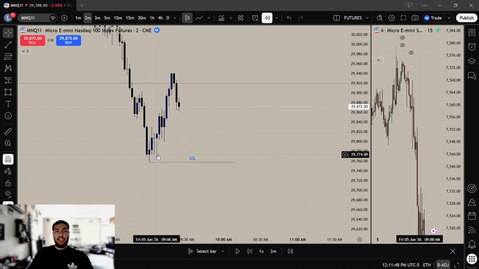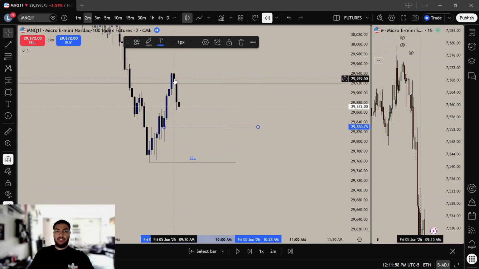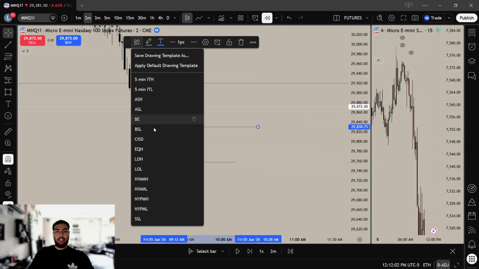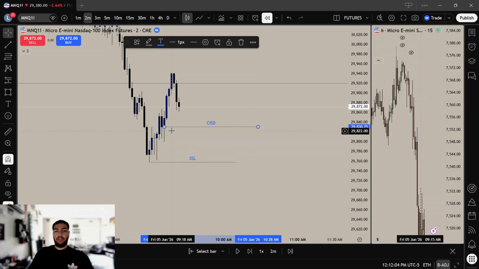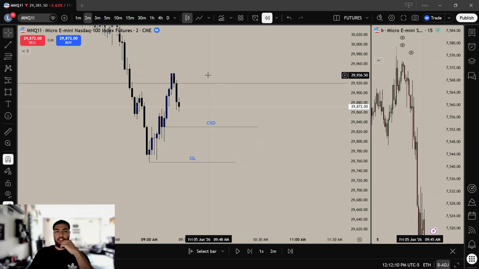Now, where did that happen? Honestly, where did that happen? On this drive up in upward candles. In this series of upward candles, we took out this draw on liquidity. So right where the series of bullish candles took out this draw on liquidity is where the change in state of delivery comes, right?